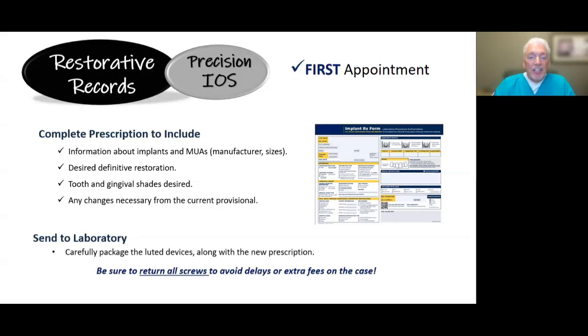If you do have anything that you're sending physically to the lab, just make sure you package everything really well. If you've glued those jigs together and you're sending them in, some of them have screws involved in these scan bodies. Again, just make sure you're keeping everything together when you're shipping things to the laboratory.